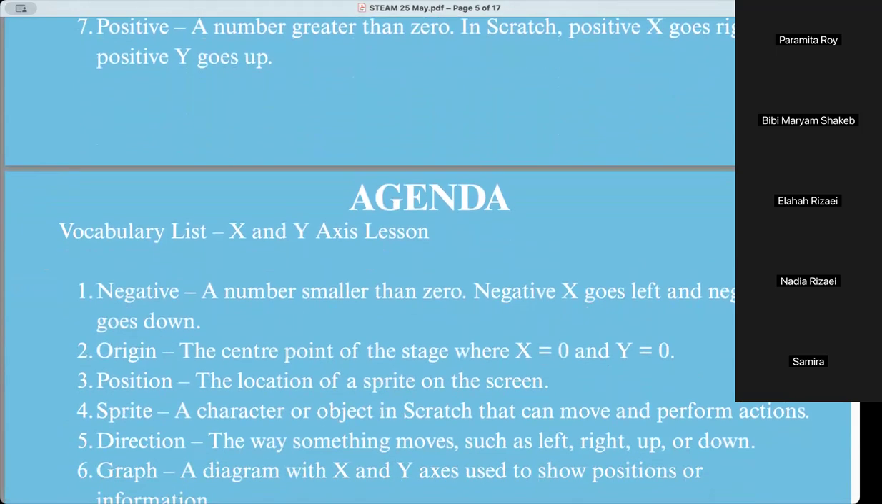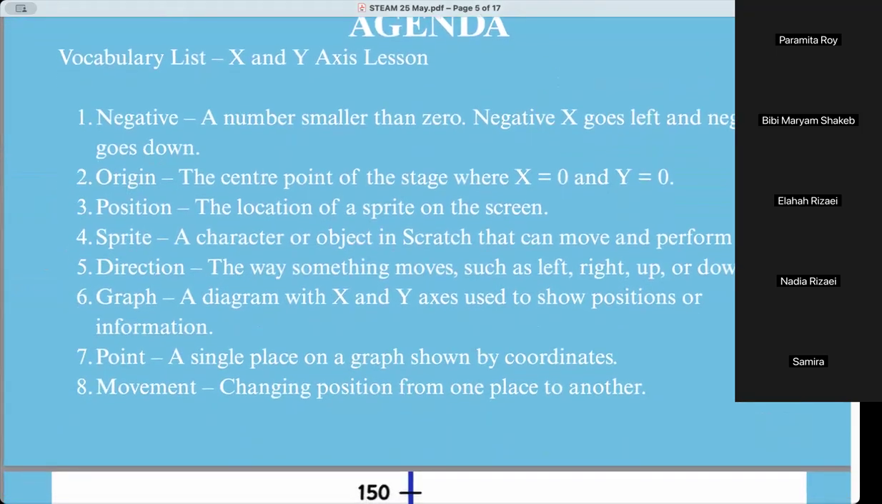Okay, Nadia, do you mind reading the next one, negative, please? Yes, teacher, sure. Should I start from the beginning, teacher? Yeah. Number 1. Negative, a number smaller than 0. Negative x goes left and negative y goes down. Thank you, Nadia.